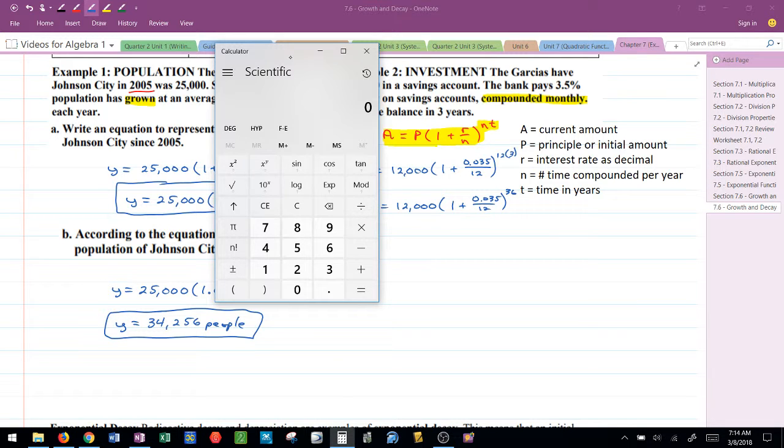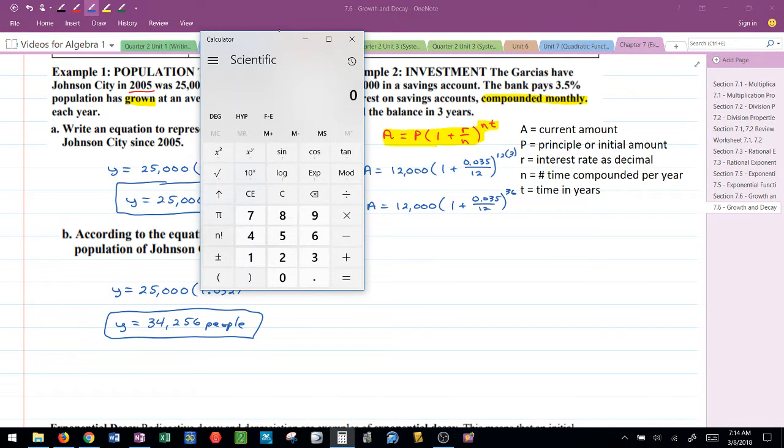Clear it out. I know to find this, I have to operate my calculator in a way that makes sense. Now, inside the parenthesis, I'm going to take 1 plus parenthesis, because I have to do that division before I add, 0.035 divided by 12, close that parenthesis. So let's figure out what this inside part of the equation is. So I'm at 1.00291666666, blah, blah, blah. I now have to take this part and raise it to the 36 power.